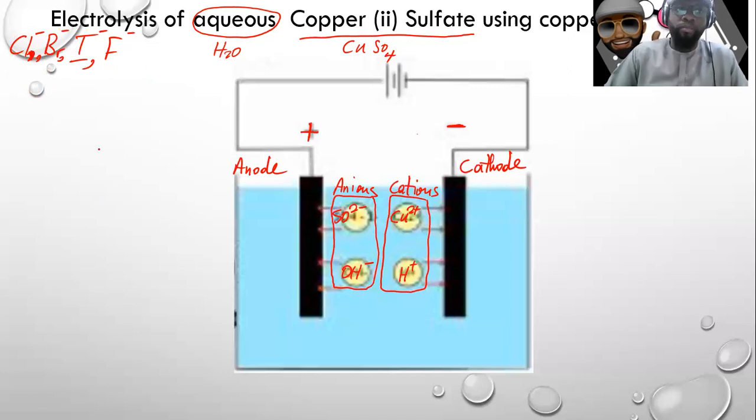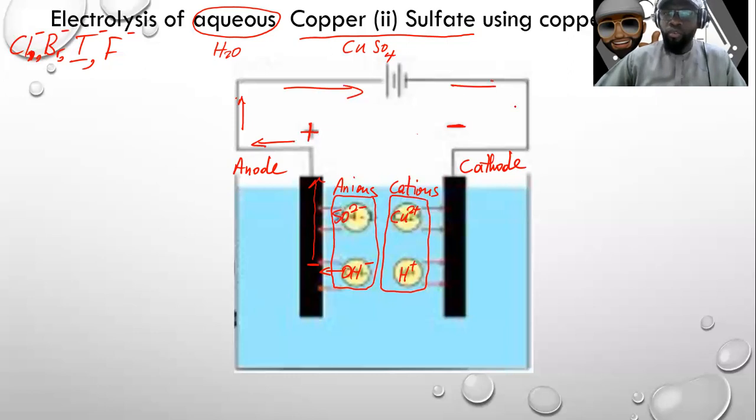It will be oxygen. Now, how will oxygen form at your anode? The hydroxide ion will move to the anode and give up its electron to the anode. That electron will travel through the circuit from the anode to the cathode. Follow the arrows.